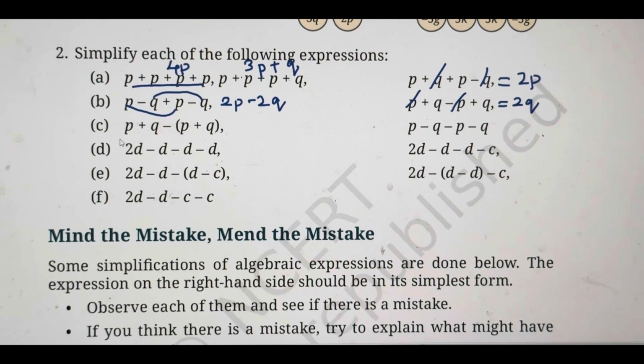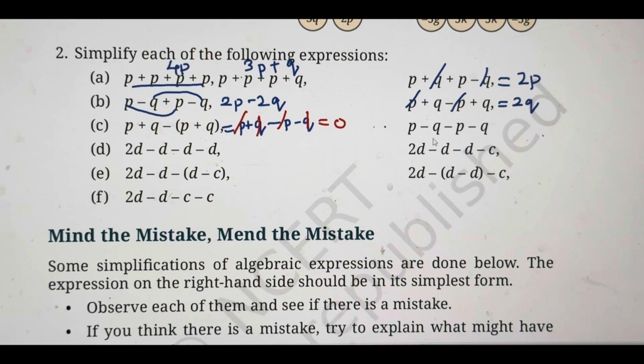Question number C. P plus Q minus, now there is a bracket. This is the difference, this you need to remember. So if we open the bracket, P plus Q, so this minus negative sign will be applied for both. Minus P minus Q. Okay. So if we see, this is plus P and this is minus P. That will be cancelled. So what will remain here is even Q. This is positive, this is negative. So answer will be 0. Okay, this is very important, you should understand.